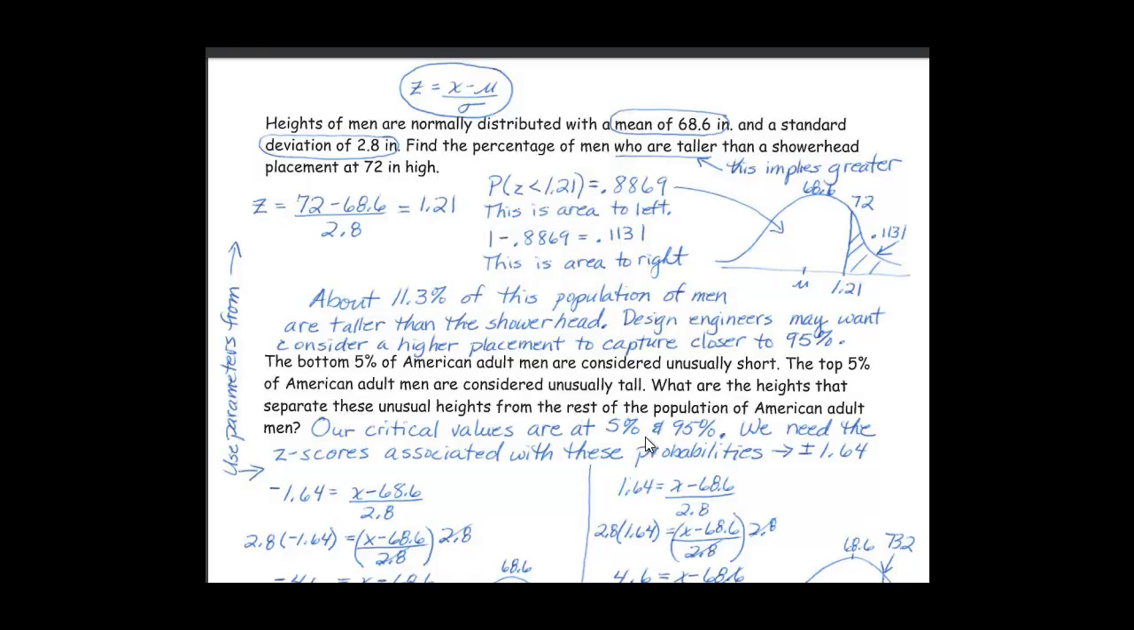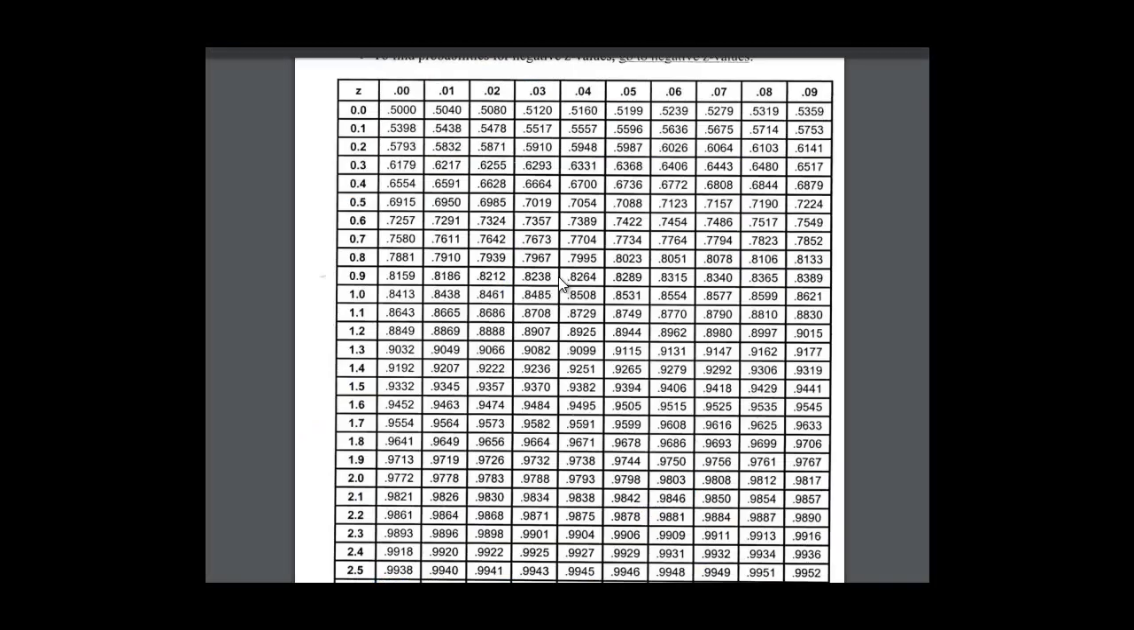I'm going to be working with the critical values of 5% and 95%, so we need the z-scores associated with these probabilities, and that would be plus and minus 1.64. To give you an idea where I found that 1.64, I go back to the probability chart, and I'm looking for 0.95 or 0.05, whatever's closest to it. So when I come down here, I'm looking at 0.9495, 0.9505, it's right in here. That is the row of 1.6, actually it'd be 1.645, but we're going to leave it at 1.64.